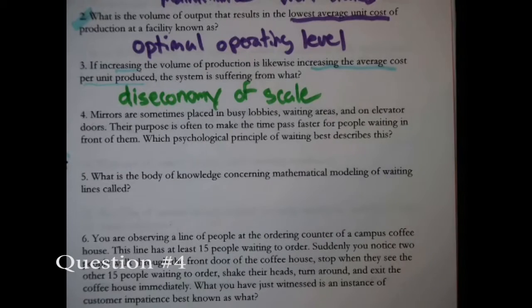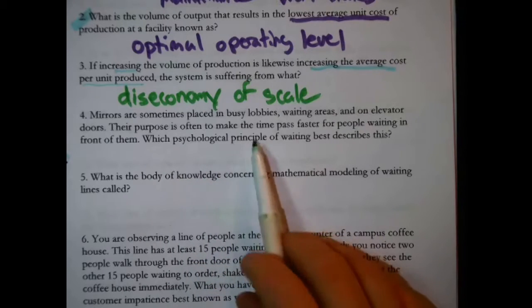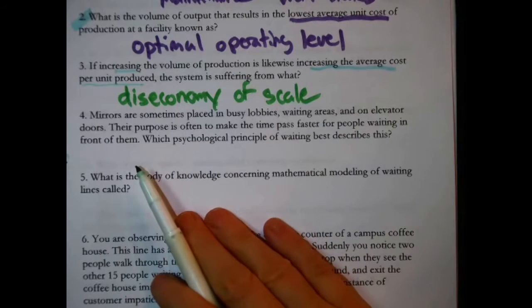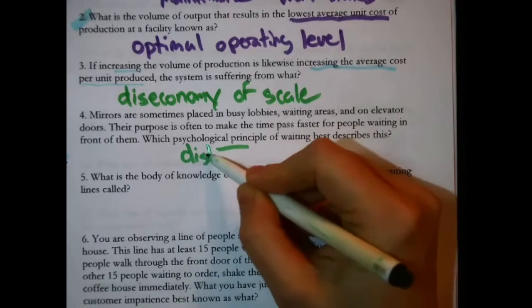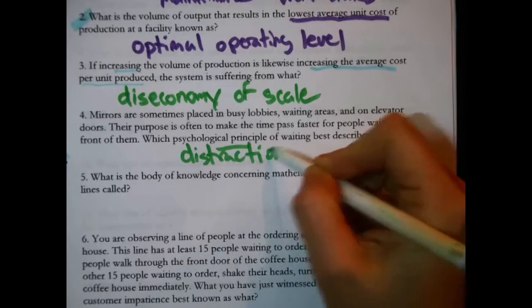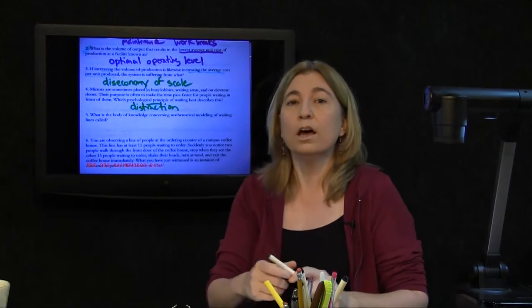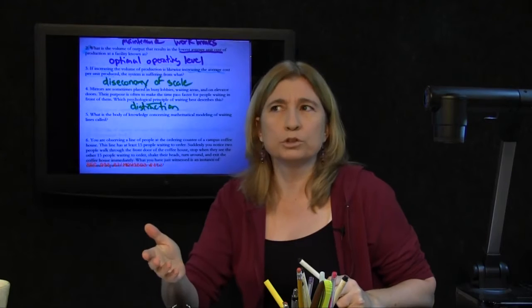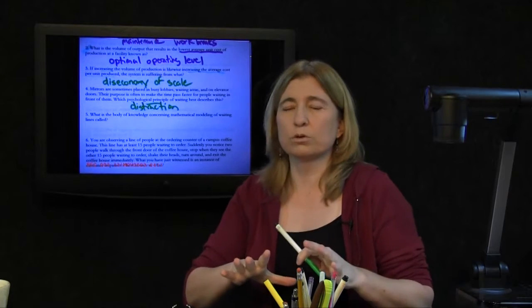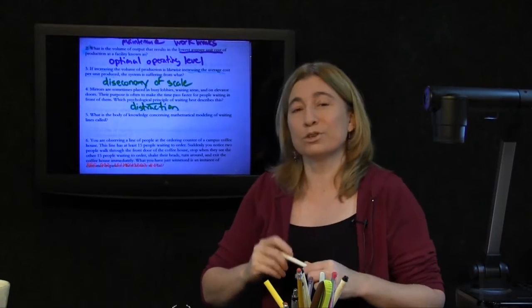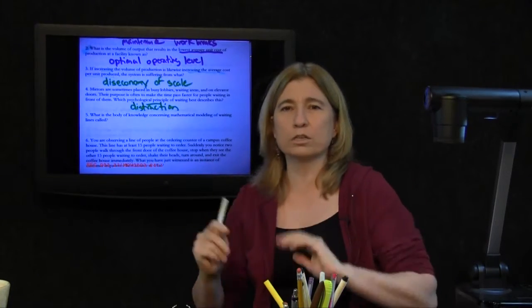Mirrors are sometimes placed in busy lobbies, waiting areas, and on elevator doors. Their purpose is often to make time pass faster for people waiting in front of them. What is the psychological principle that best describes this? Distraction. Yes, anytime you can distract somebody from the fact that they are having to wait, their impression of how long they waited will generally be somewhat kinder or somewhat less. If that delay is only going to be really short, like a few seconds, one of the things that seems to reliably distract us, at least for a few seconds, is our own image. So see if you can work a mirror into the decor somewhere.